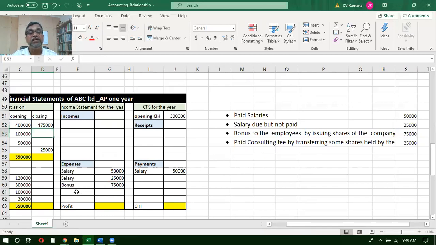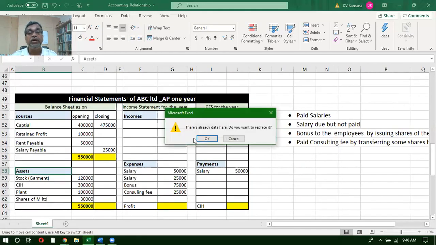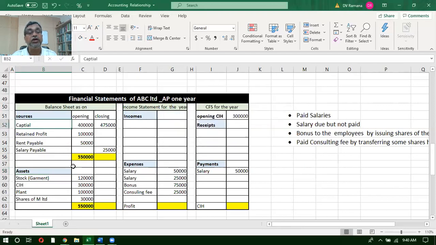And the consulting fee is an expense of 25,000, but there is no payment, no liability creation, and no capital creation, only an exchange. The old asset which was there has been paid off to that consultant. So therefore here, the focus is all expenses.